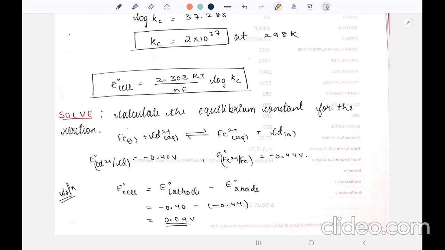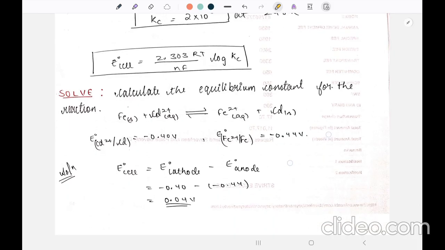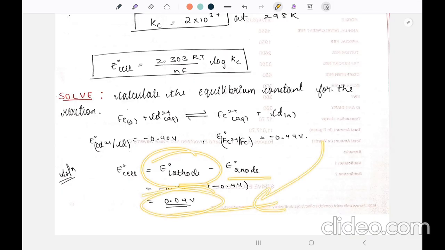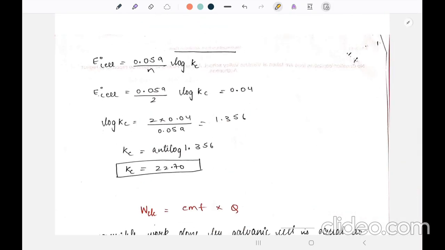Let us solve a question. Here we are asked to calculate the equilibrium constant for the reaction Fe plus Cd2+ will give rise to Fe2+ plus Cd. So here E0 value is given for Cd2+ and for Fe2+. So we know that E0 of cathode minus E0 of anode. So we'll substitute these values and we'll get the E0 of cell to be 0.04 volt. And then we'll place this in the Nernst equation and get the final value of Kc to be 22.70.